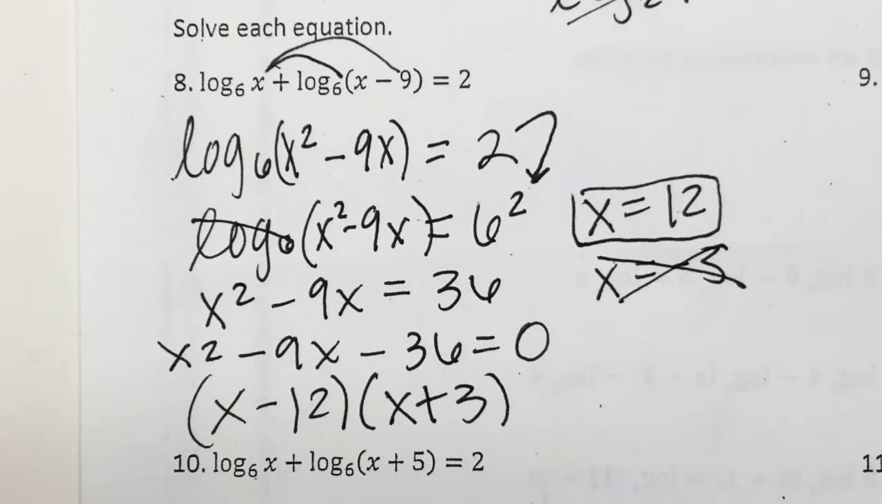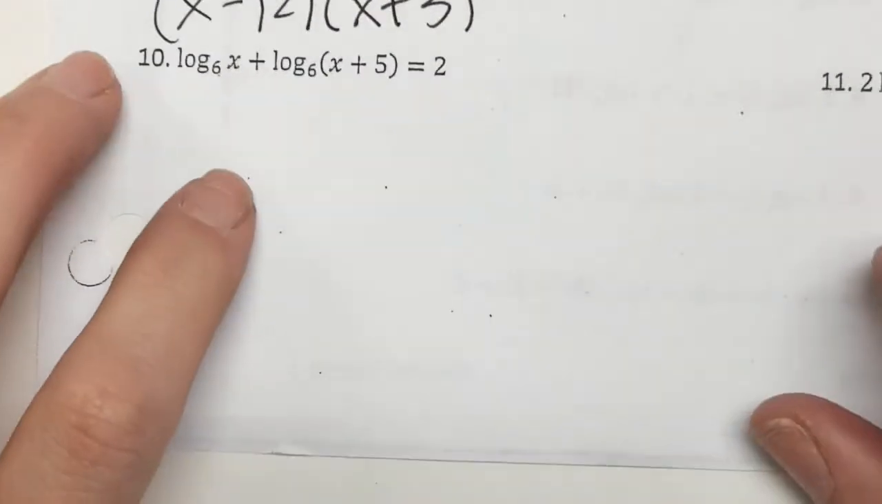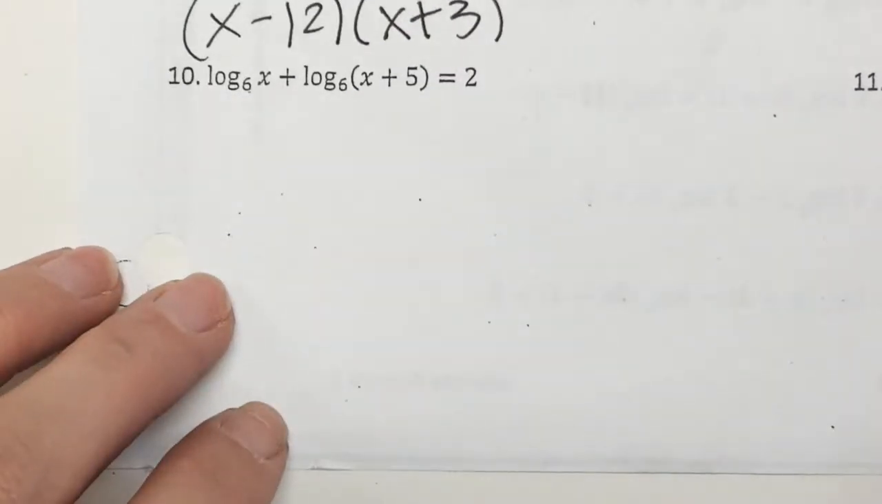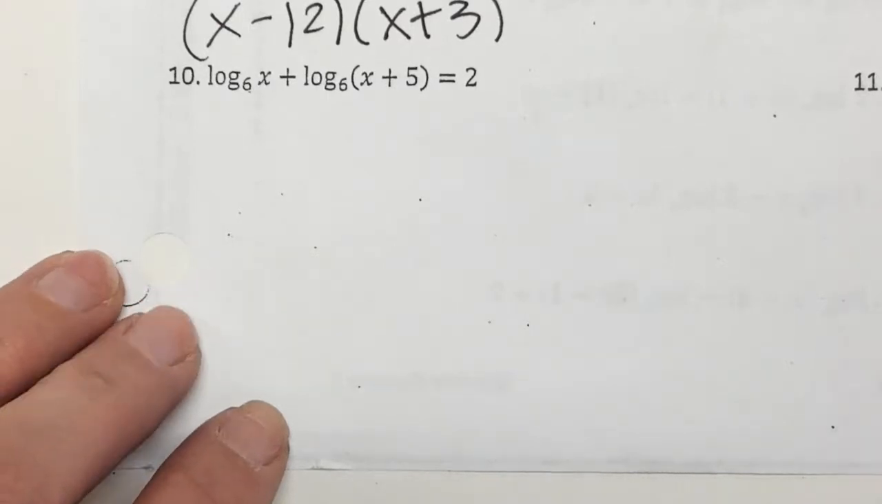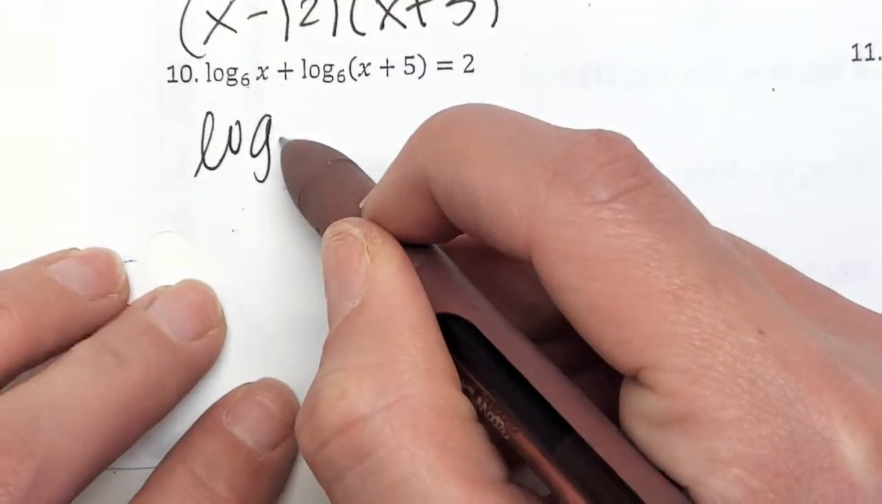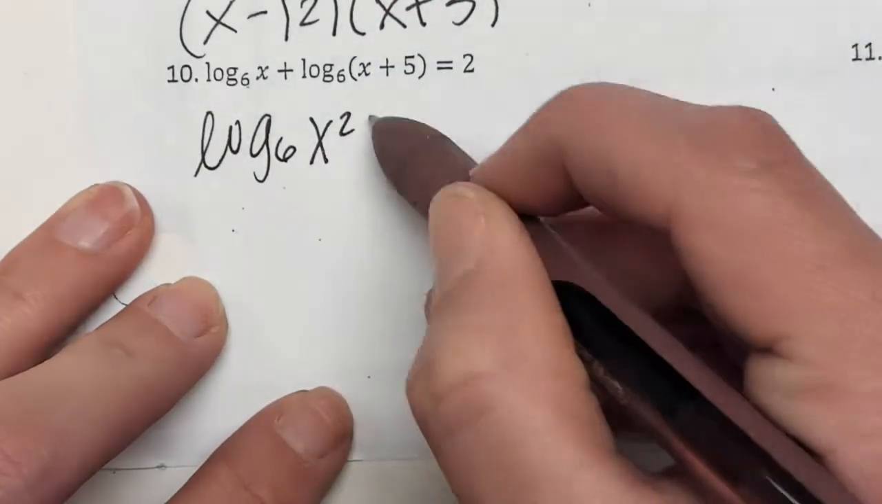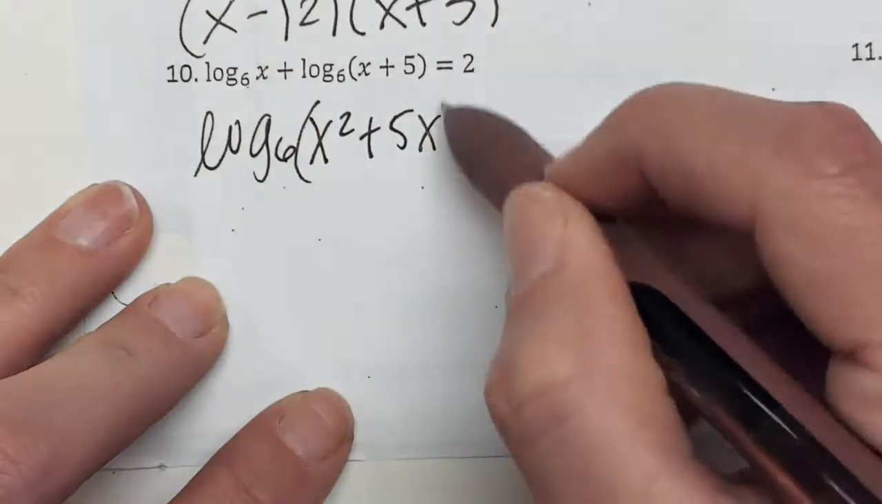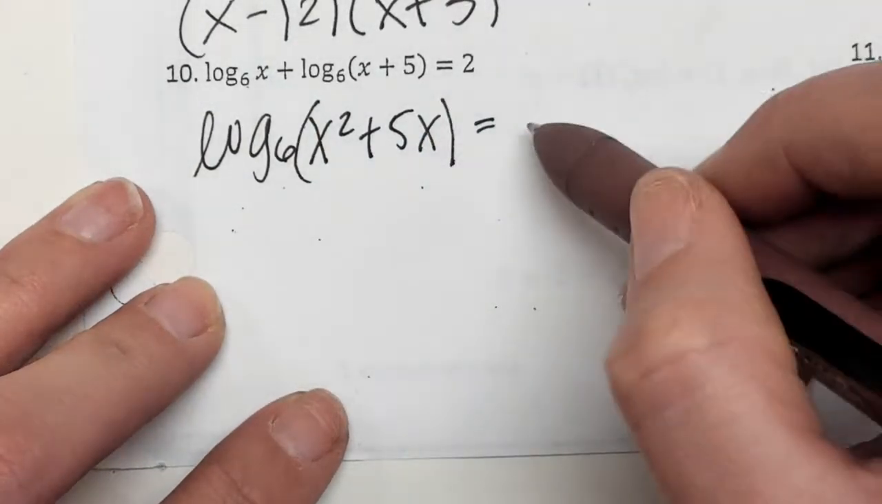Okay, while that's fresh on our mind, let's do number 10, because 9 and 11 are different. Alright, walk me through what we would do first. Good. Product property, so tell me how that would look on this side. Very good. Alright, what about on this side?